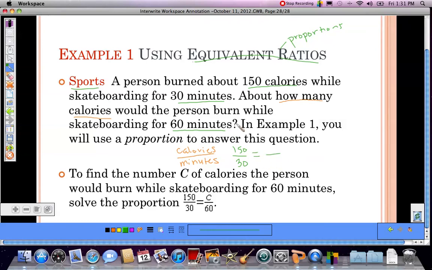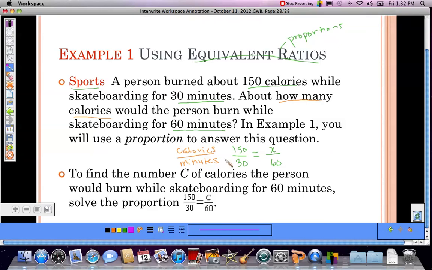and we're going to set it equal to how many calories, and that's our unknown, how many calories. So we're going to use a variable to represent how many calories. Notice my calories are both in the numerator's position and my minutes will be in the denominator's position. How many calories will I burn in 60 minutes? This is called a proportion because we have 2 ratios, 2 comparisons that are set equal. And now we're going to solve.